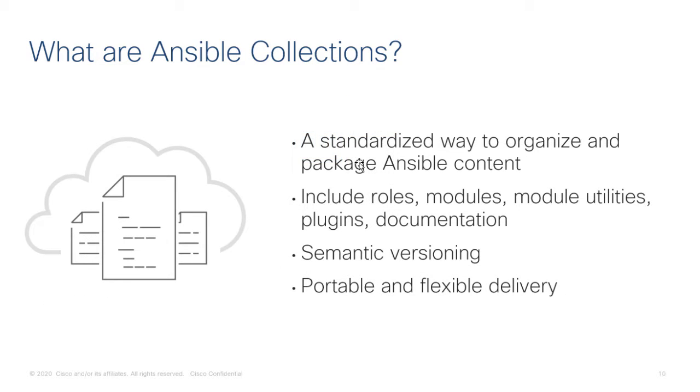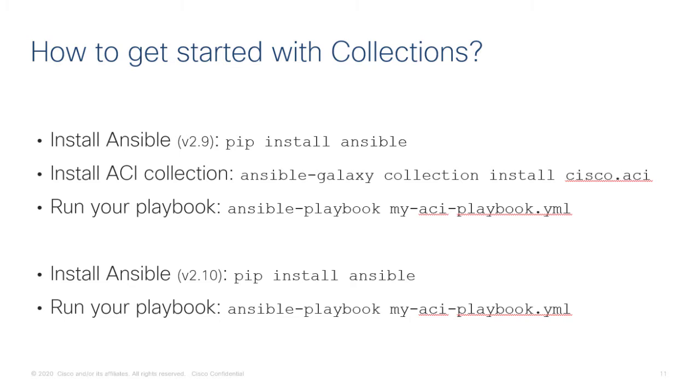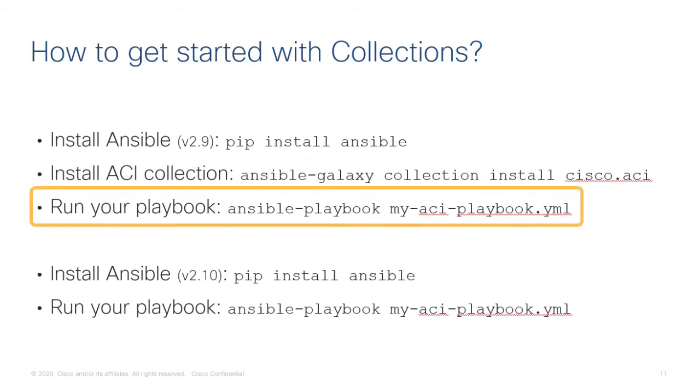So a collection is essentially a lot of vendor modules. So all of the roles, the modules, the utilities, documentation, everything that the vendor provides is now packaged into a collection. The way you install a collection, if you have Ansible 2.9, is you use ansible-galaxy collection install. This is the namespace and then the path. So cisco.aci or cisco.mso, and then you simply run your playbook.